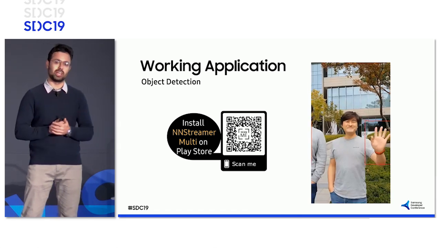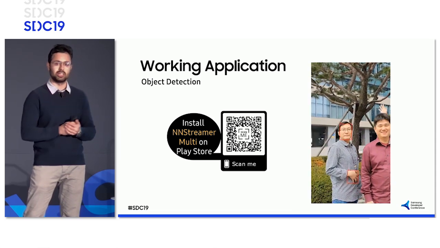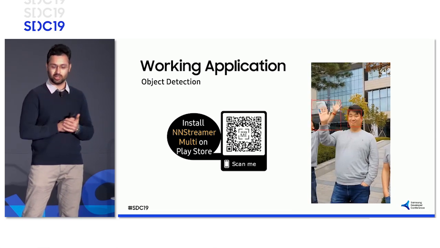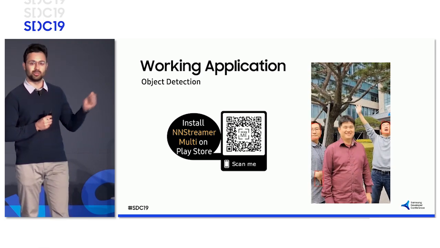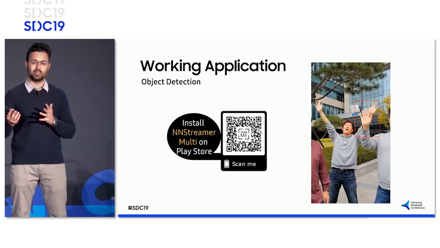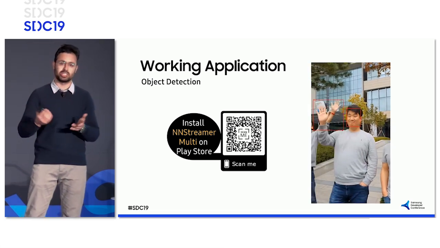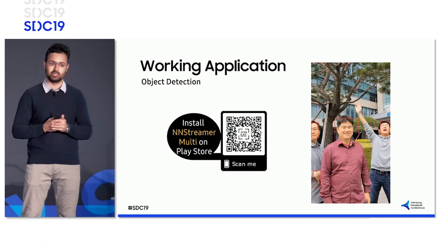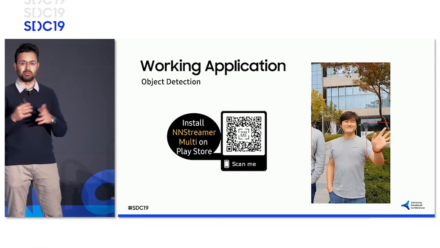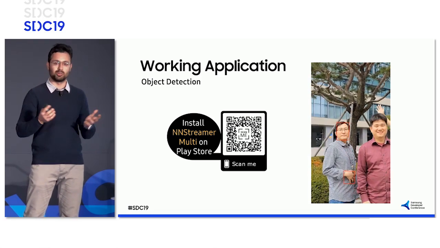If you want to get a more hands-on experience, we have application on Play Store called NNStreamer Multi. You can install that application, or you can use this QR code to go to that installation page. The application has 4 models inside it: hand detection, face detection, pose detection, and a generic object detection. You can use one or maybe all of them together, make a pipeline, and get the feeling of how the pipeline is being made.